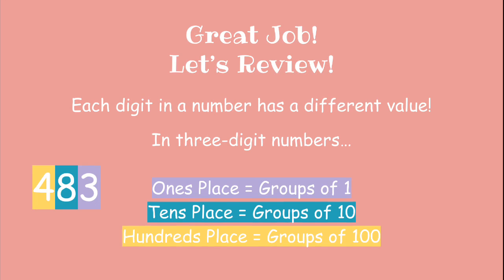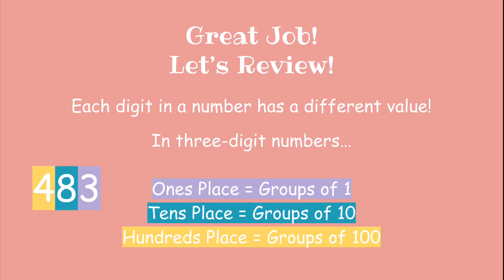If it's a 1-digit number, it's always the ones place. You can't have the tens place without the ones place, or the hundreds place without the tens and the ones place, or the thousands without the hundreds, tens, and ones. Every number will always start with the ones place on the right side.